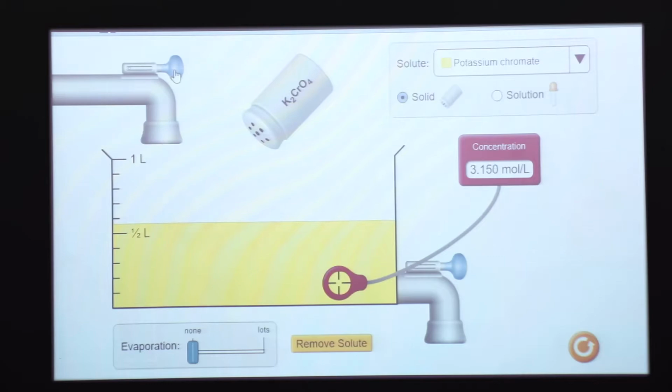So the more the water is added, the lower the concentration. So you can see here the concentration is decreasing due to the addition of water.